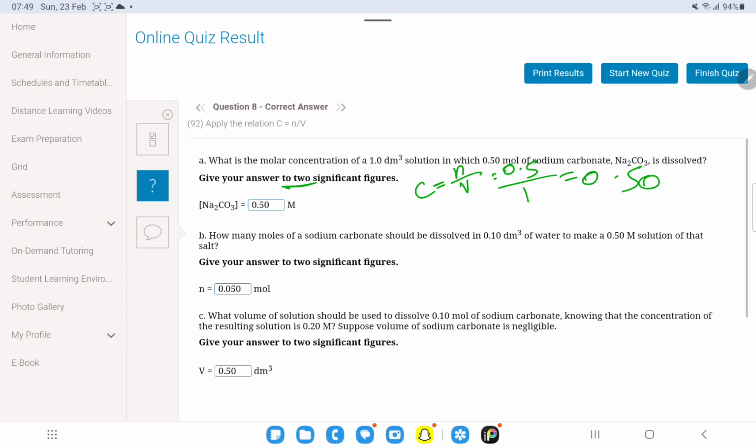How many moles of sodium carbonate should be dissolved in 0.10 decimeter cubed of water to make a 0.5 molarity solution? n equals CV. C is 0.5, V is 0.1. You put it in the calculator, you get n equals 0.05, two significant figures, 0.050.